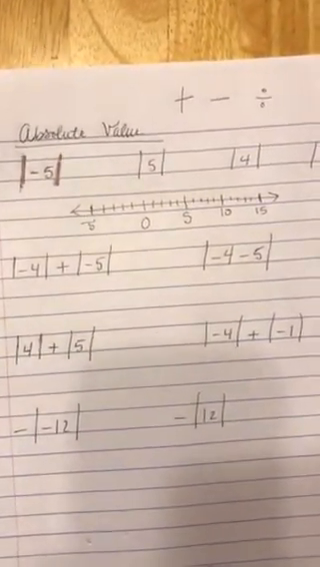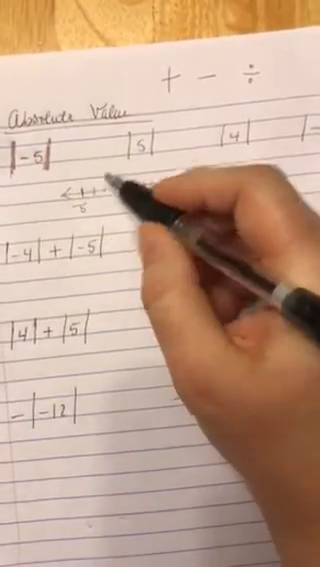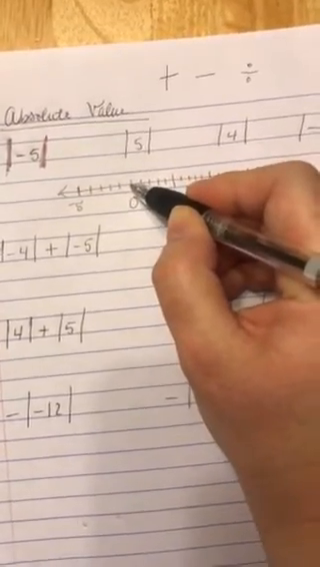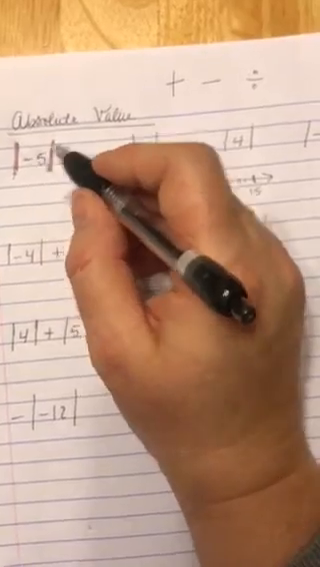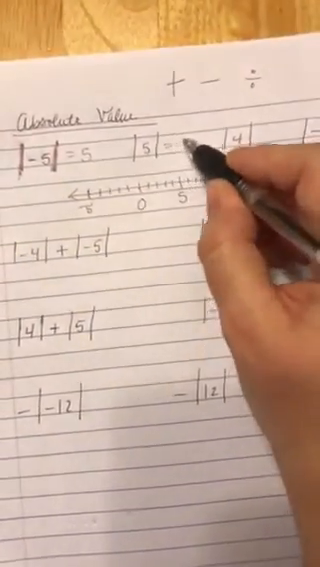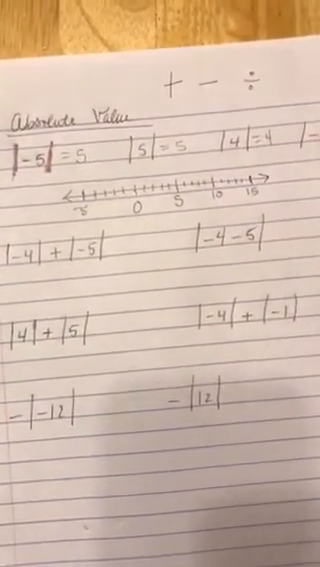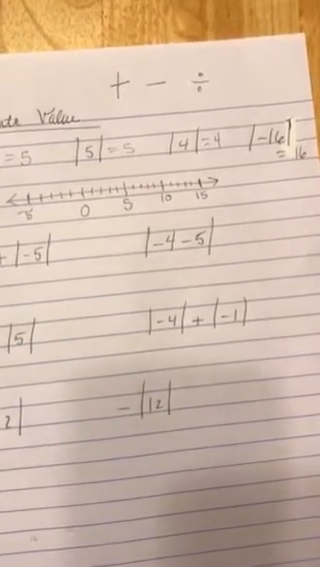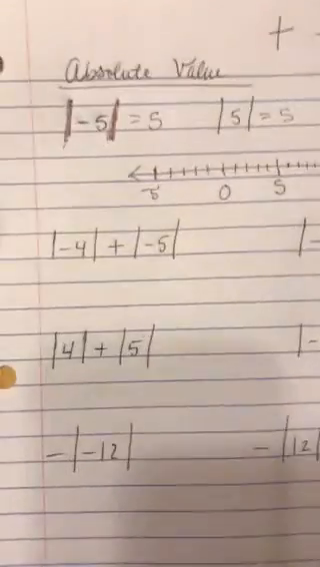zero that number is. The absolute value of -5. Here's -5 on the number line. It is 1, 2, 3, 4, 5 units away from zero. So actually the absolute value of -5 would be 5. The absolute value of 5 is also 5. The absolute value of 4 is 4. The absolute value of -16 is 16. It's 16 units away from zero.